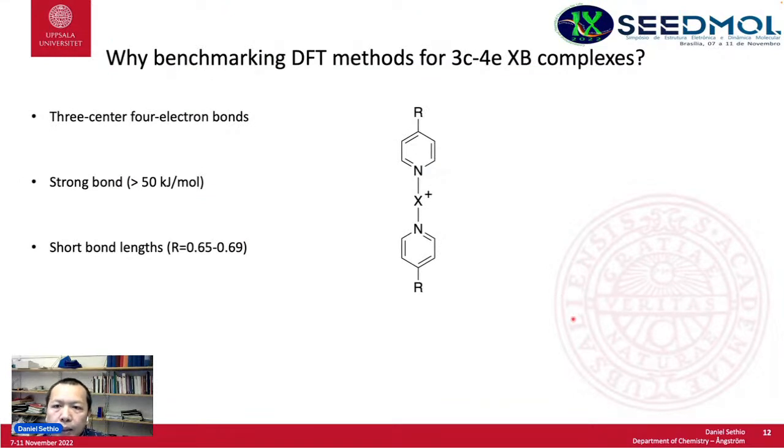And the question is why we need a new benchmark for this. The reason is that this complex has a very unique three-center four-electron bond, and it has a typically strong hydrogen bond, higher than 50 kilojoules per mole for each bond, and the bond is shorter than the usual halogen bond. So with this justification, we think that we need more benchmarks for this typically strong halogen bond.